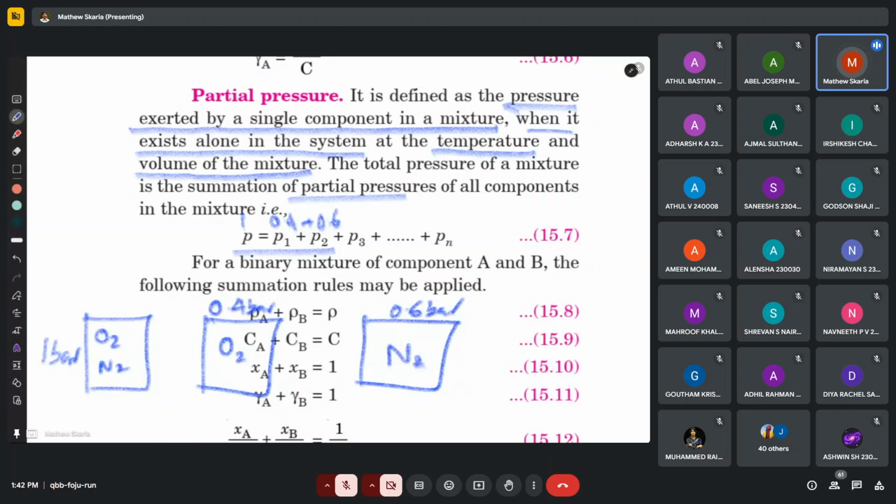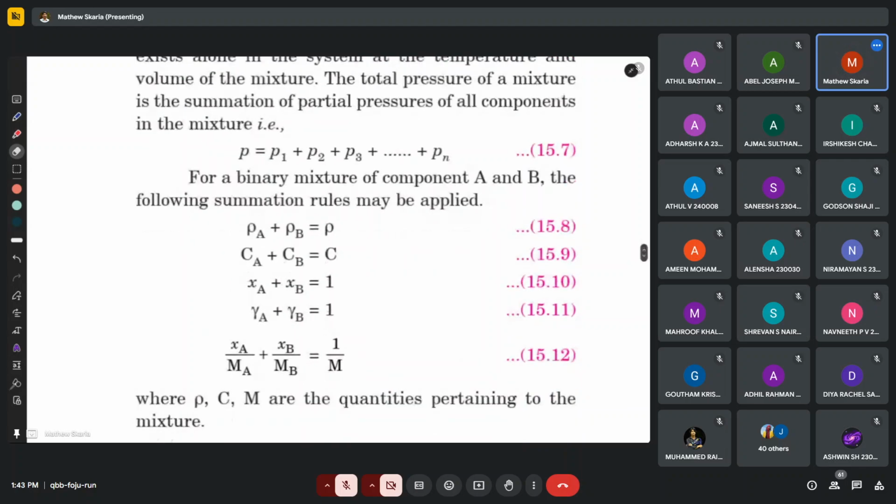This is based on a law. That law is called Dalton's law of partial pressure. So the expression is: P, the total pressure, is the summation of the partial pressures of the individual gases. So this is Dalton's law of partial pressure. We have already studied it. Then we can have some more definitions.